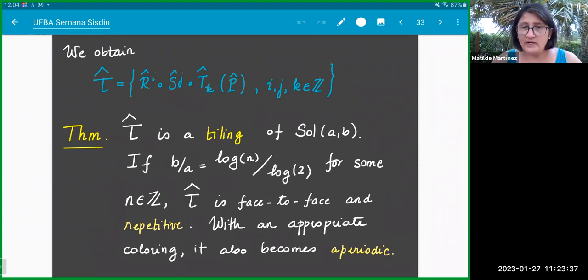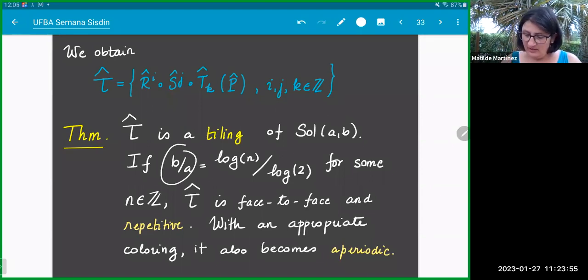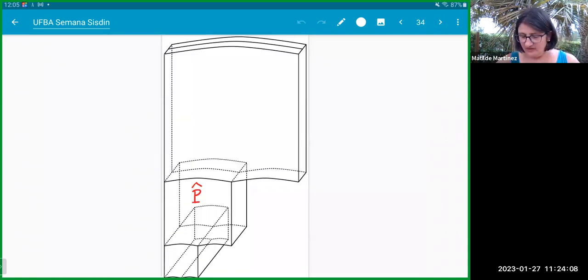This is always, for all A and B, a covering of the space with no overlaps. But if additionally you add a condition on the quotient between A and B, it is face to face and repetitive. So with an appropriate coloring, you can also make it aperiodic. Okay. The picture is something like this.